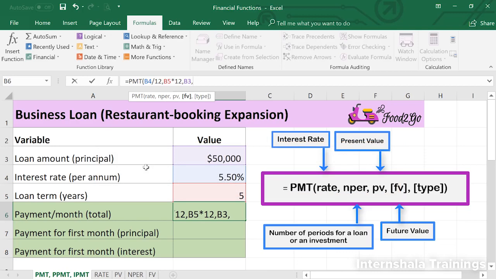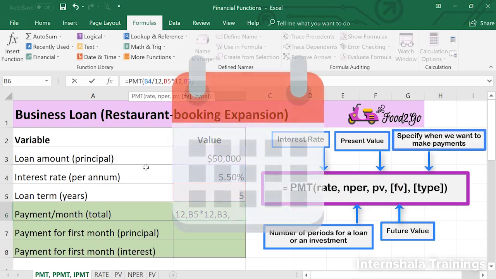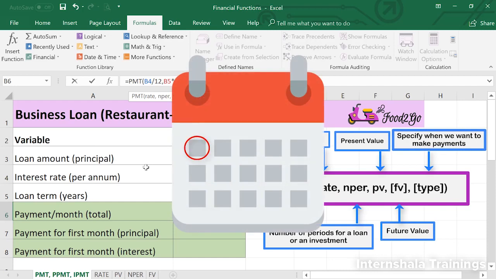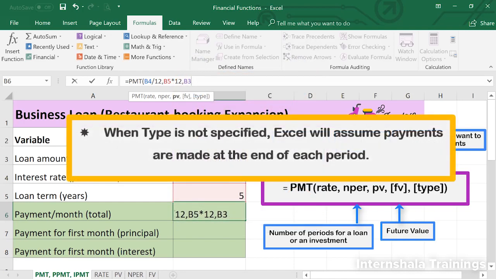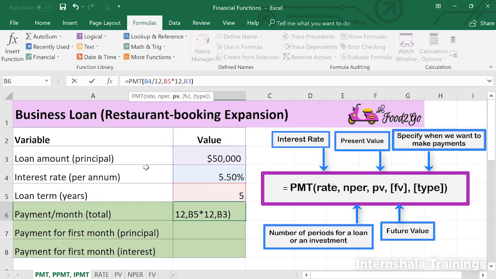And finally, the type parameter allows us to specify when we want to make payments, whether at the beginning or the end of a period. Type can be a value of 1 or 0, with 1 denoting payments made at the beginning and 0 for payments made at the end of the period. If we leave the type term out, by default, Excel will assume that the repayments are made at the end of each specified period. So let's stick with that for our example.